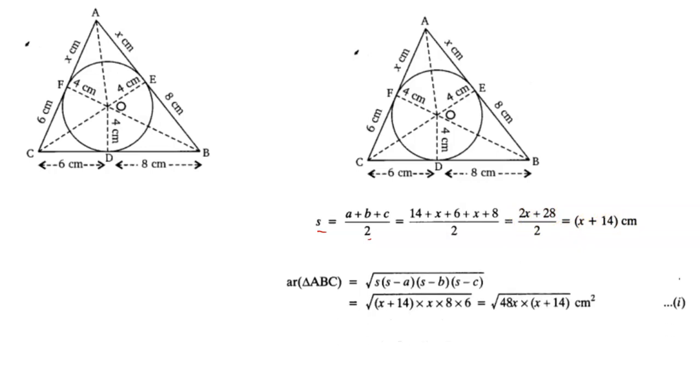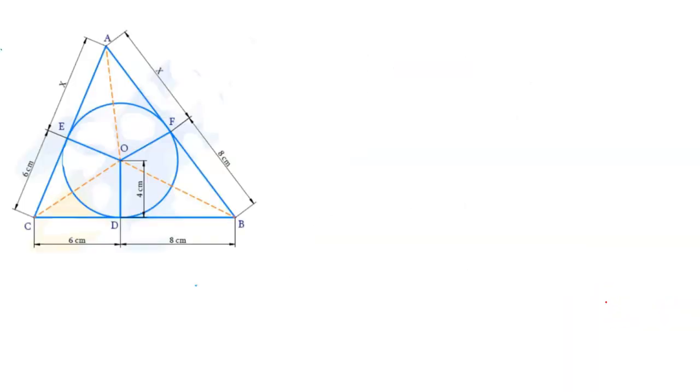Now, let's use Heron's formula. Area of triangle ABC with all lengths of sides is the square root of S minus A, S minus B, S minus C, multiplied by S, the half perimeter, under the root. So S is x plus 14 multiplied by x multiplied by 8 multiplied by 6. Finally we got the square root of 48 into x plus 14. So that is your first equation. We'll assume this as the first equation.